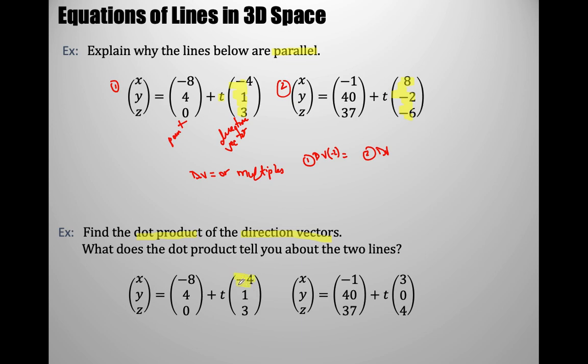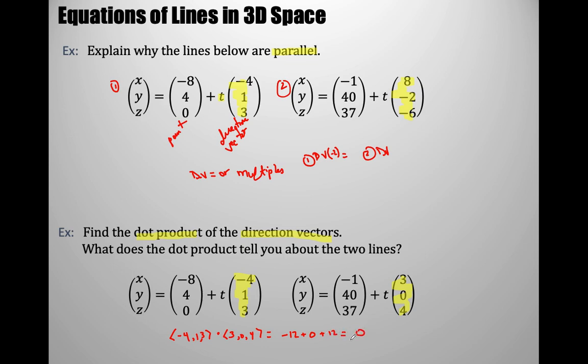So again, I have to find my direction vectors. I have to know what those are. Then, remember how to do the dot product. So remember the dot product is vector 1 dot vector 2, and what do I get here? Negative 12. Product of the x's is negative 12, product of the y's is 0, and product of the z's is 12, and I get 0.